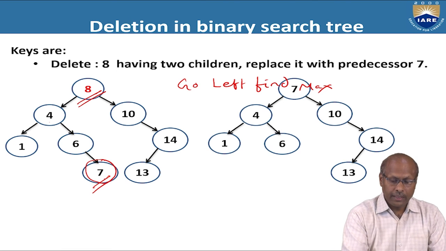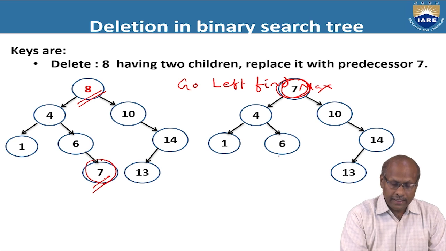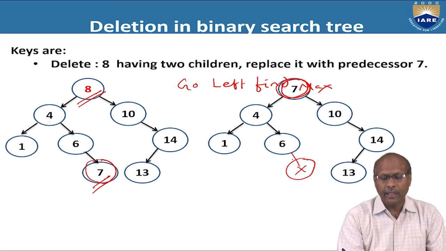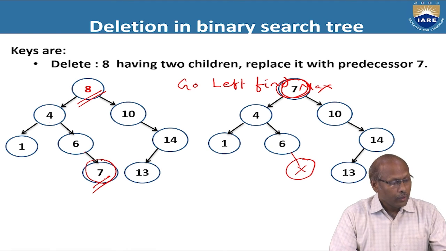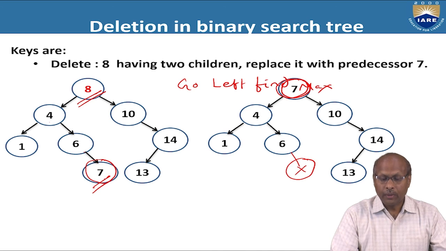So now this 7 is kept here. Now this area, earlier it was 6, right? So now this is deleted. This area is free now. So this is the final tree. So this is the way you are able to do this.